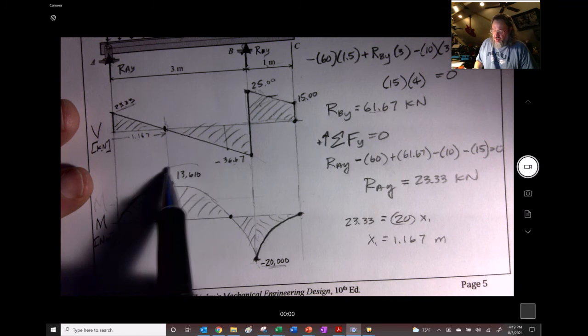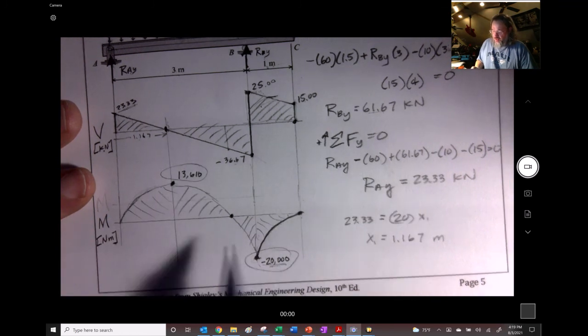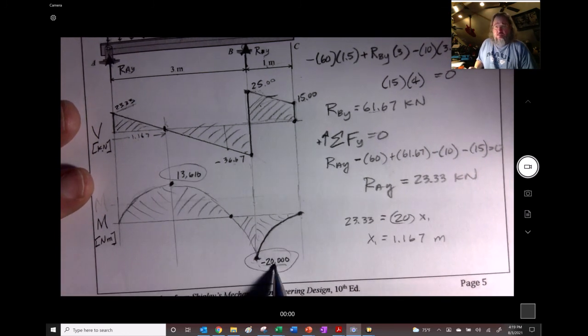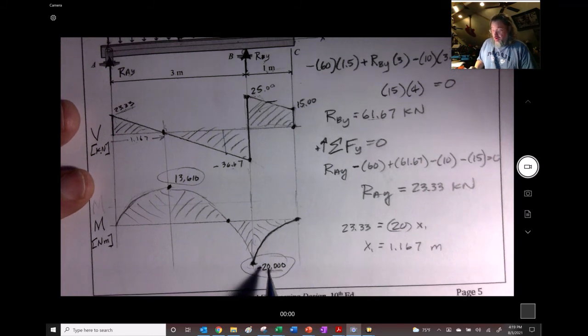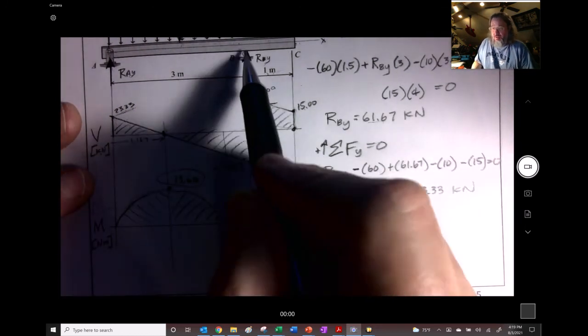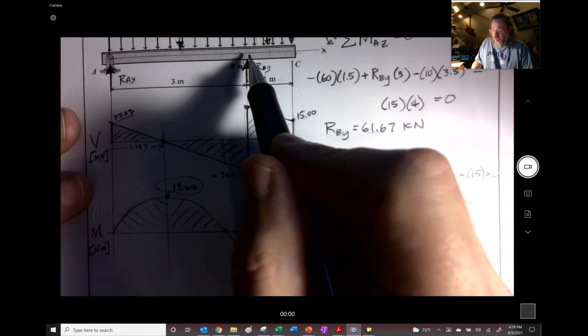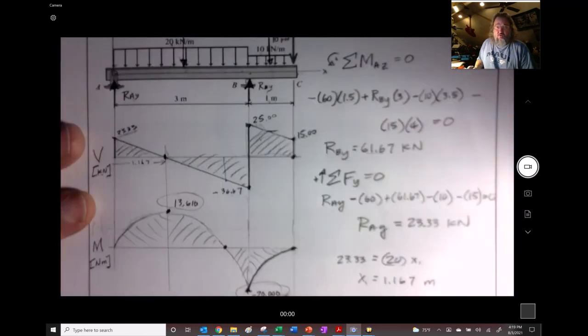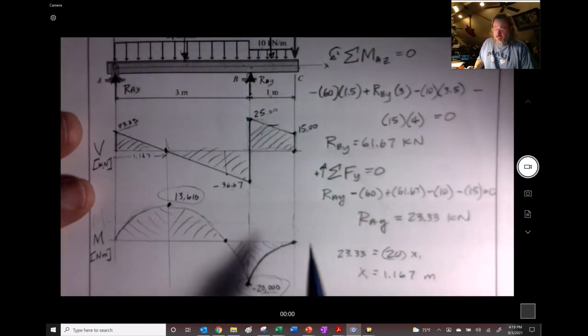The thing we really care about is that value and that value, because that tells us where the maximum moments are. So right here, this is the maximum moment, even though it's negative right here, and it doesn't matter to us. It's just going to decide whether the top or the bottom of that thing's going to be in compression or tension. But we could see that that's the location where the maximum moment is going to be.